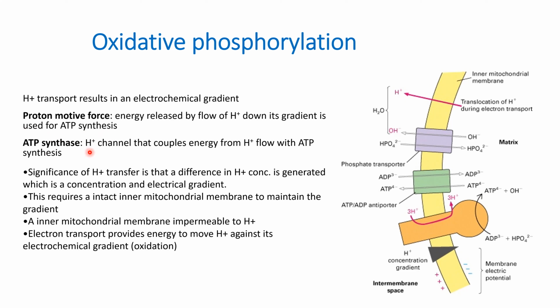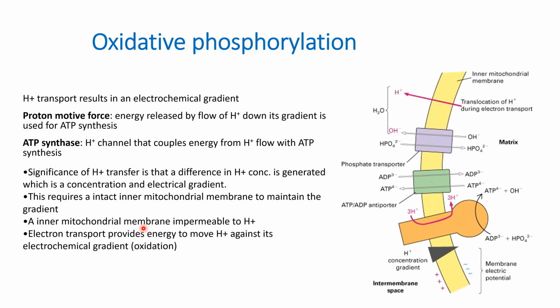ATP synthase is an enzyme, an H positive channel, that couples energy from H positive flow with ATP synthesis. This is the enzyme which facilitates the conversion of ADP into ATP. The significance of H positive transfer is that a difference in H positive concentration is generated, which is a concentration and electrical gradient. This requires an intact inner mitochondrial membrane to maintain the gradient.